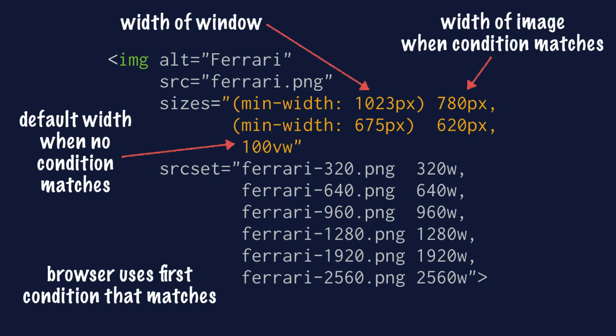On the other hand, if the browser is not 1023 pixels wide, then it'll go down to the next media query and it'll say, okay, is the browser window at least 675 pixels wide? If so, then the image is 620. Go pick the best asset. If neither of those conditions match, it'll land on the final condition, which is 100vw. So what we're seeing here is a media query that describes that this image is going to be full width until 675 pixels, and then it's going to be 620, and then at 1023 it's going to go up to 780.